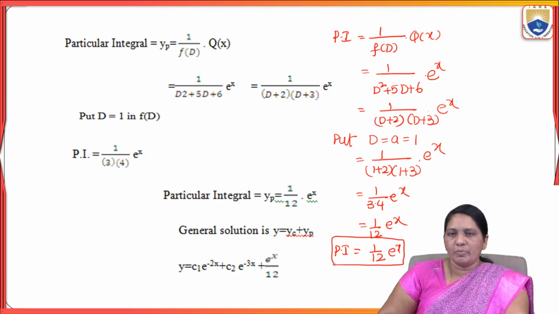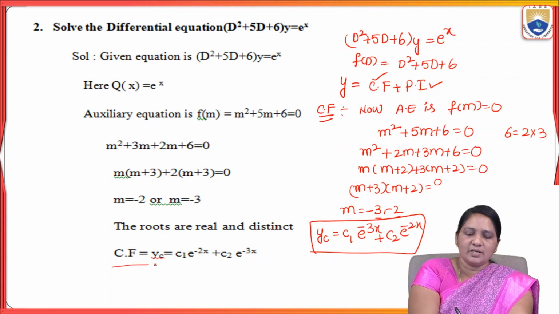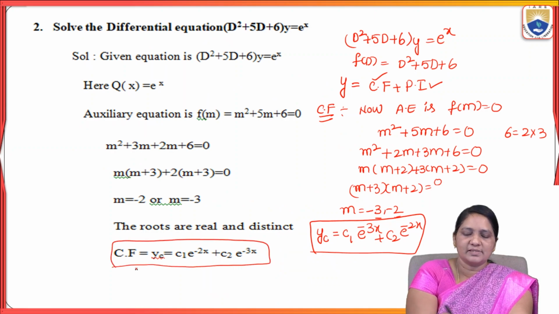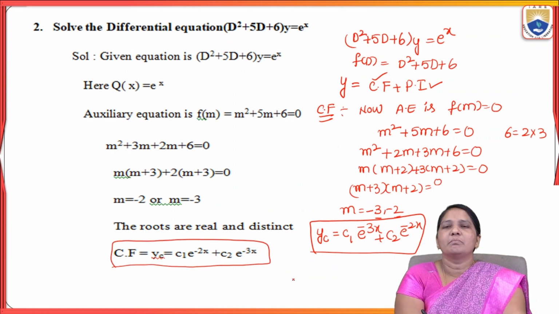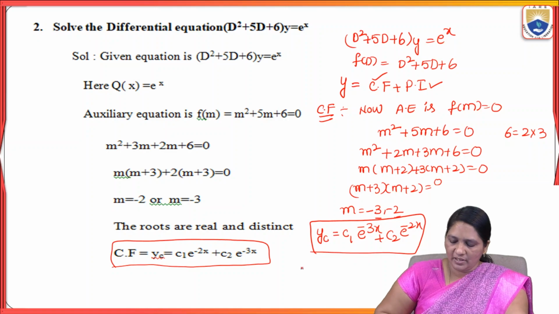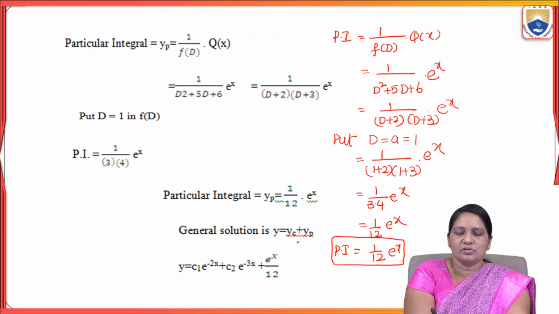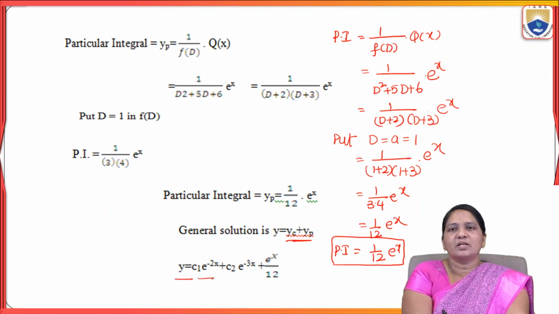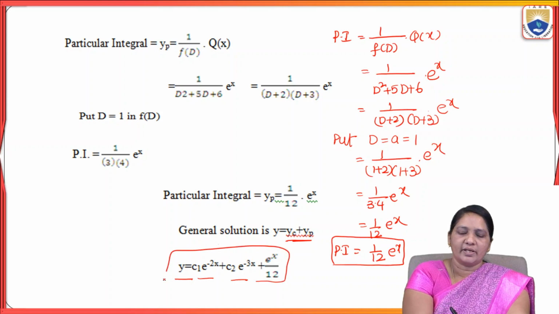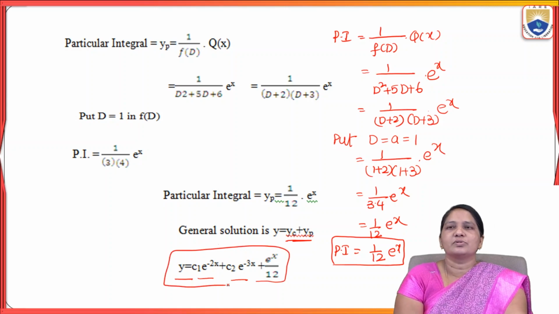So the complementary function was already calculated, that is c1 e power minus 3x and c2 e power minus 2x. Now finally the general solution is yc plus yp, that is y equal to c1 e power minus 3x plus c2 e power minus 2x plus the particular integral. What is the particular integral value? 1 by 12 into e power x. This is our general solution.